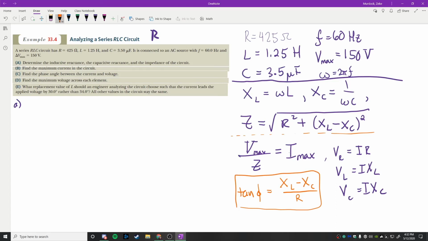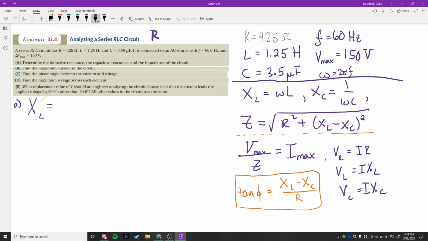Is that enough time? Have you guys been able to solve all of these already? Or do you need more time? Tell me, what did you guys get for these values? Okay, let's see how far you guys have gotten so far. What did you guys get for XL?